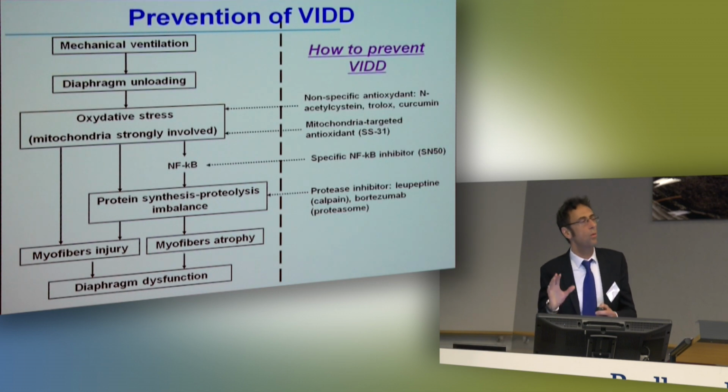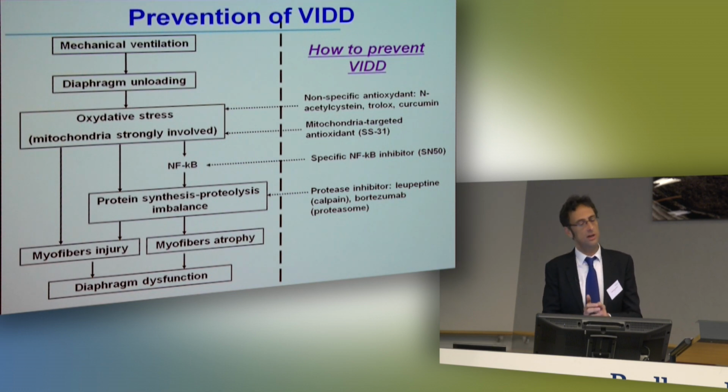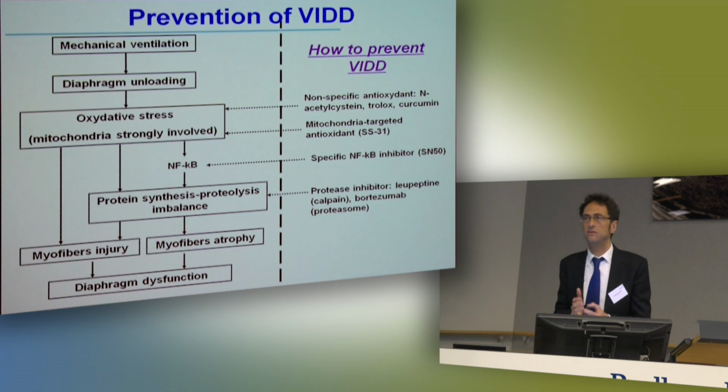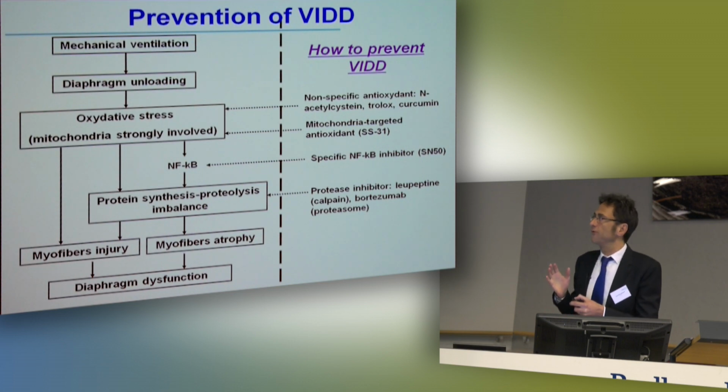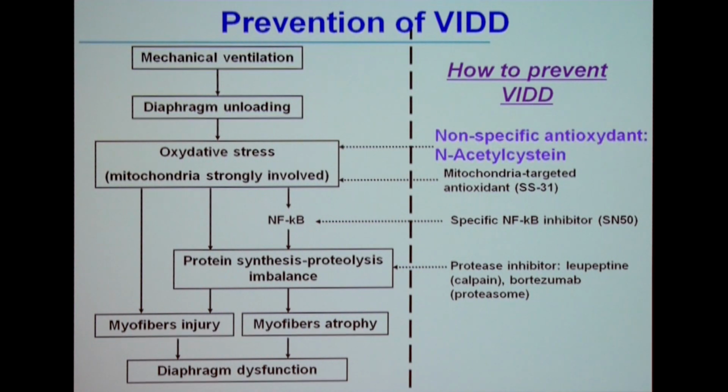So why go through that? Because if we want to prevent ventilator-induced diaphragm dysfunction, then we need to know all these mechanisms. And what is funny with basic research is that for each of these given mechanisms, there is a specific blocker. So you can block NF-kappa B, you can block oxidative stress, you can inhibit proteases, so you can do whatever you want. But to be honest, none of these blockers can be used in patients, but maybe some, like acetylcysteine, can be given to patients.